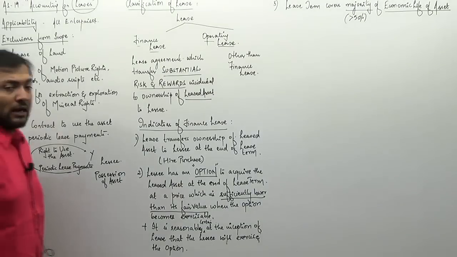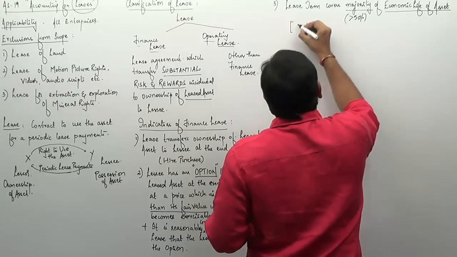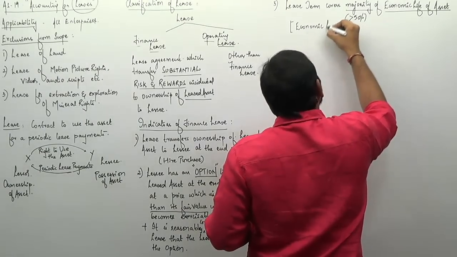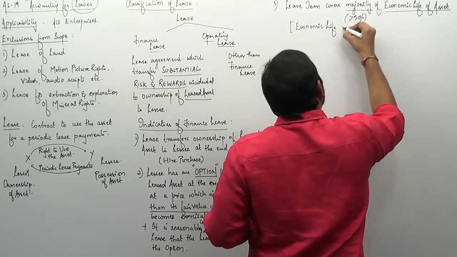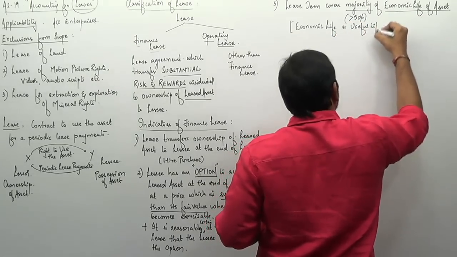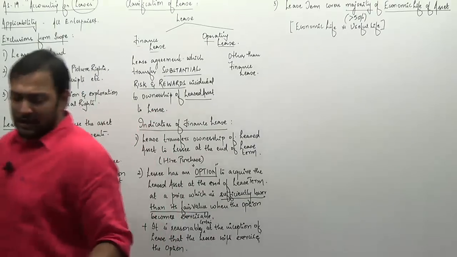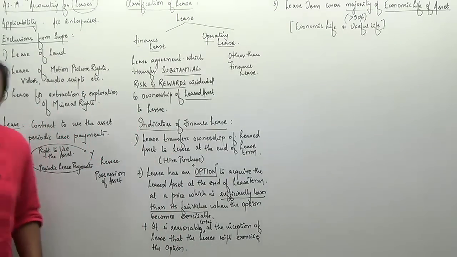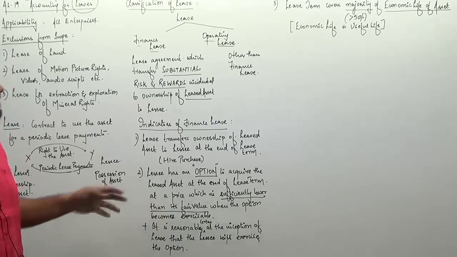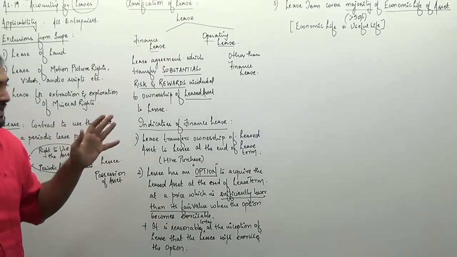Now first of all, to understand this point, we have to differentiate between what is economic life and what is useful life of an asset. There is no other life of an asset except economic life and useful life. There is no commercial life, production life. All those words are not there in accounting. In accounting, we have only two lives. What is an economic life of an asset? What is a useful life of an asset?